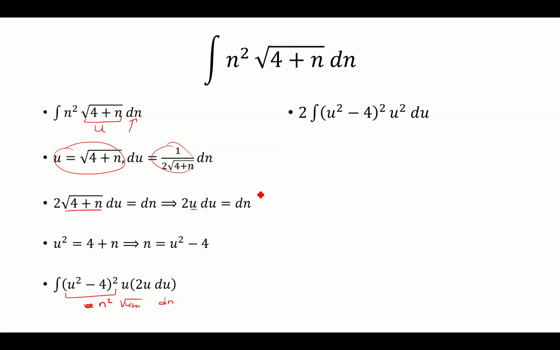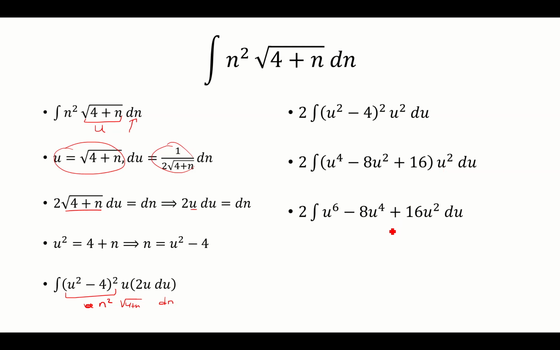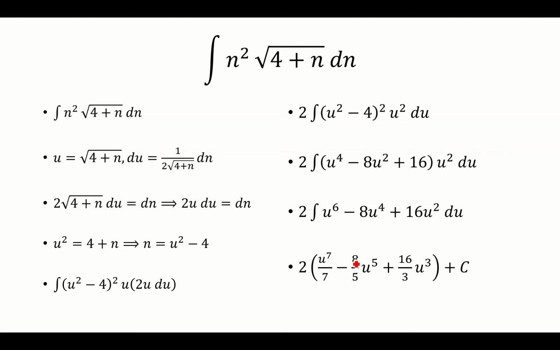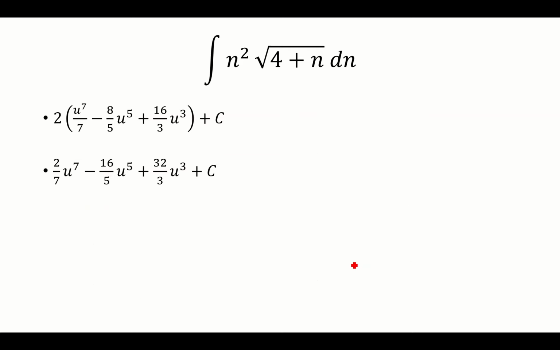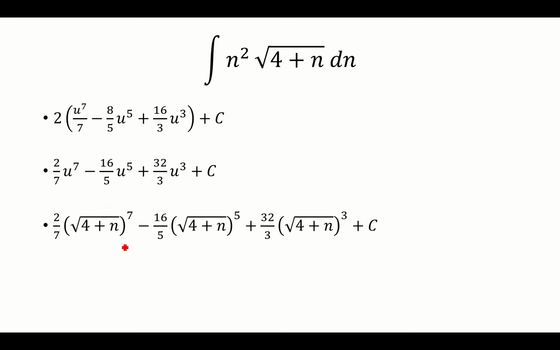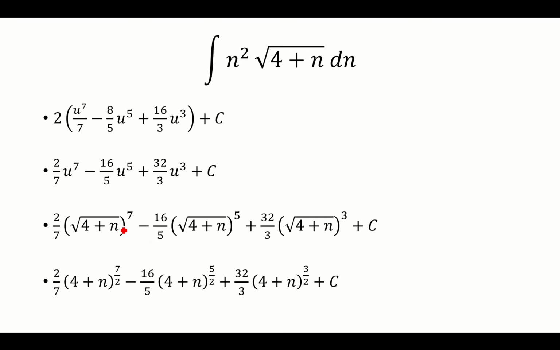So rewriting this, we'll factor out the 2 outside, and then we'll expand the u squared minus 4 squared, distribute the u squared, and then now we can integrate. So we have 2 outside multiplied by the antiderivative of the inside, which now we can distribute the 2 and then replace u with the square root of 4 plus n. But recall that the square root of 4 plus n is 4 plus n to the 1/2 power, and so we're going to multiply each exponent by 1/2.